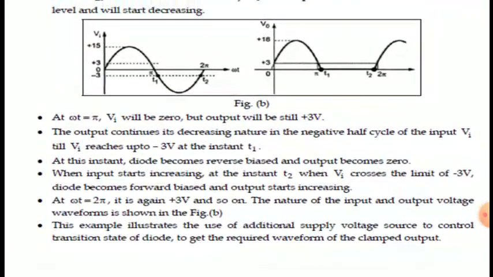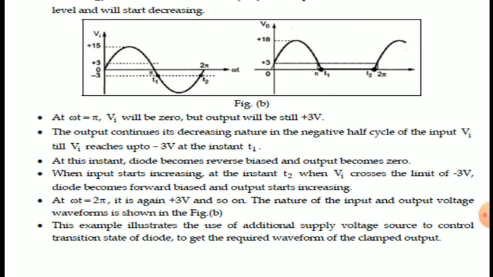In the case of the negative half cycle, the output continues its decreasing nature until VI reaches minus 3 volts. At this instant, the diode becomes reverse biased and output becomes 0. When the input starts increasing, at the instant T2, when VI crosses the limit of minus 3, the diode becomes forward biased and output starts increasing. So at omega t equal to 2 pi, it is again plus 3 volts and so on. The nature of the input and output waveforms is shown in figure B.